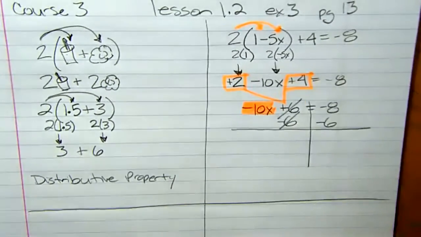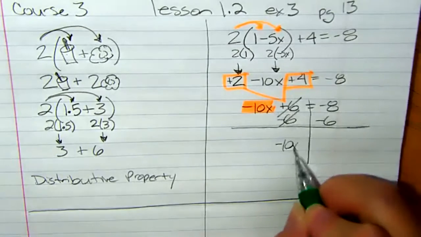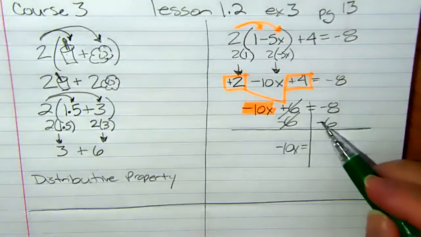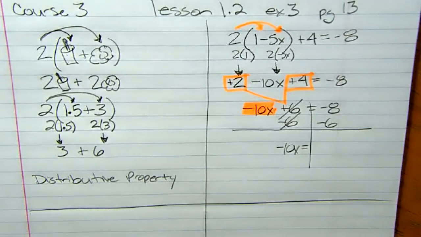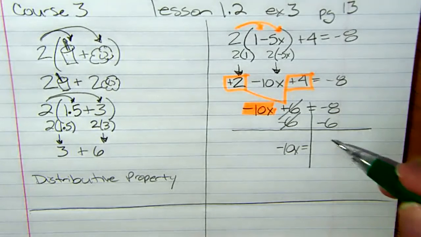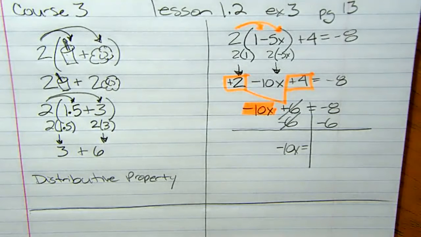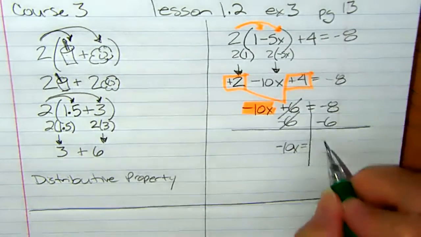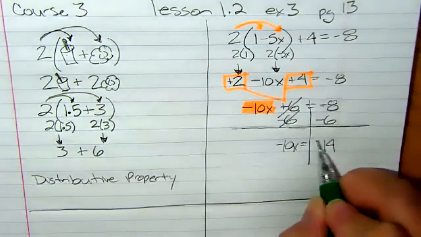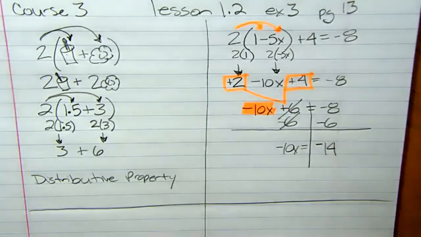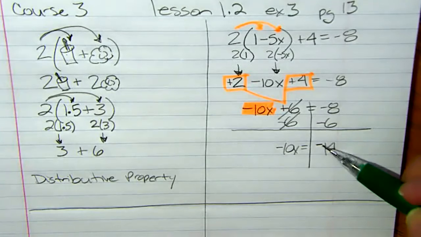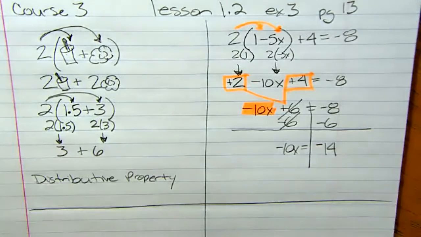Okay, these guys cancel, and I'm left with -10x equals, I have a negative and a negative. So remember, the negative ninjas like to combine forces with negative ninjas. So we're going to add them together, but they will still stay negative ninjas. So we're going to add them together and keep the sign.